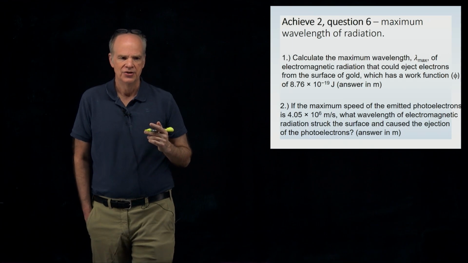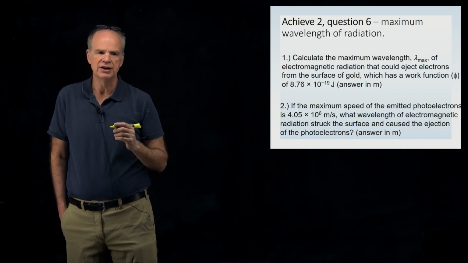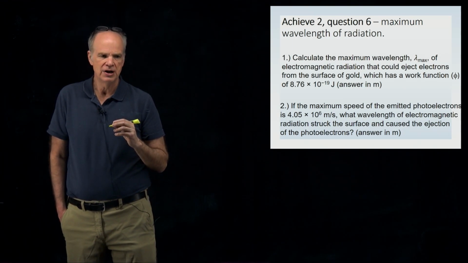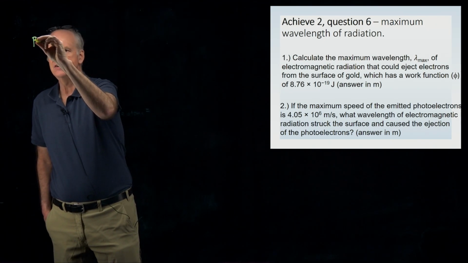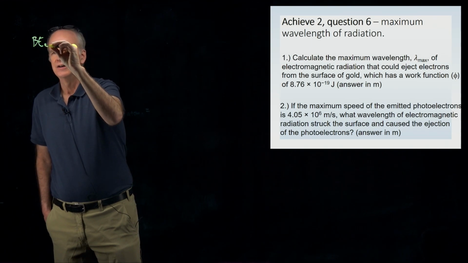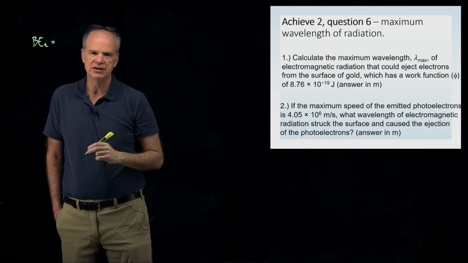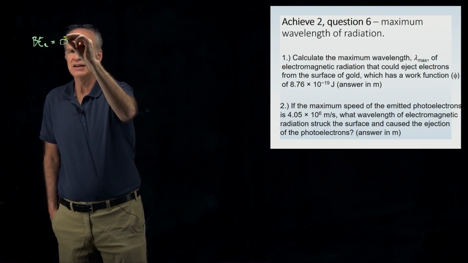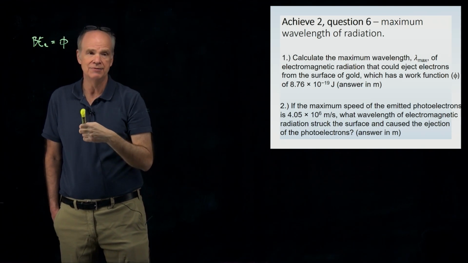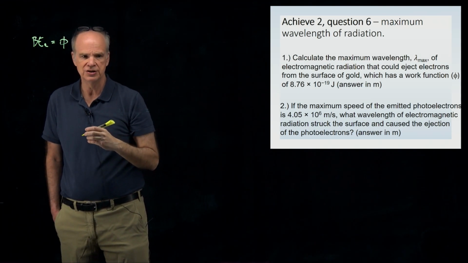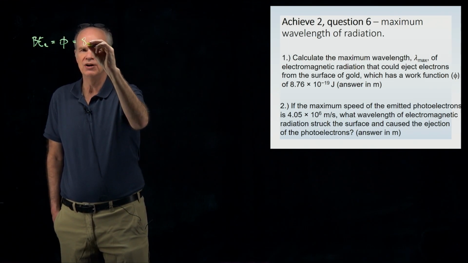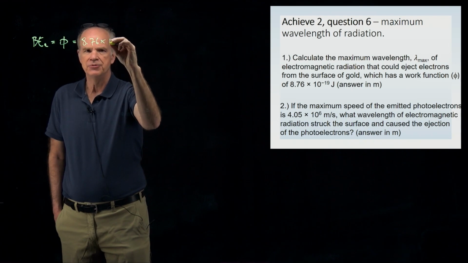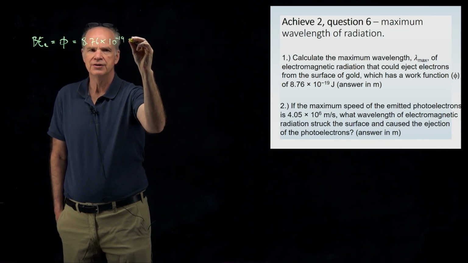So what we first want to do is write down what this binding energy of the electron is. This is the same thing as the work function. I call it binding energy of electrons. Some books will call that, other books would call it a work function. And so we're given a value in joules, which is nice. It's 8.76 times 10 to the negative 19 joules.